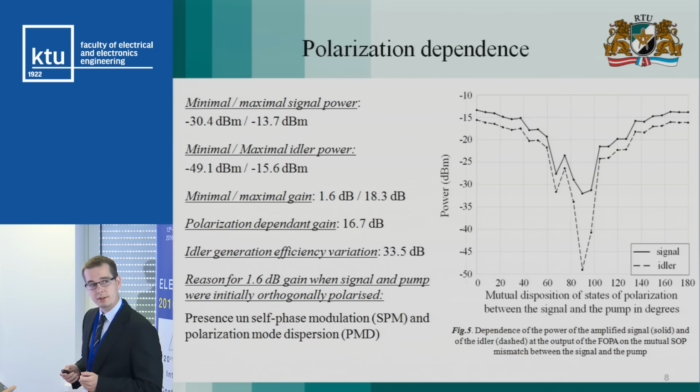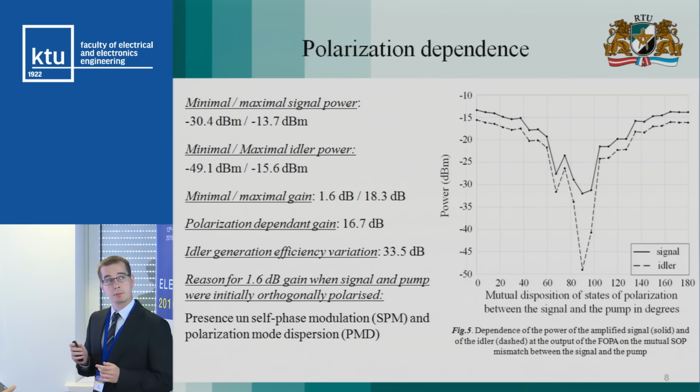As can be seen here, when the states of polarization of the signal and of the pump coincide, both the idler and the signal obtain their maximal power values at the output of the parametric amplifier. But when the signal and the pump are orthogonally polarized, both the signal and the idler experience their minimums. Polarization-dependent gain of 16.7 decibel was observed. It's the difference between the highest and the lowest value on this graph. And also it was found that a 33.5 decibel difference in idler generation efficiency was observed in these two cases.